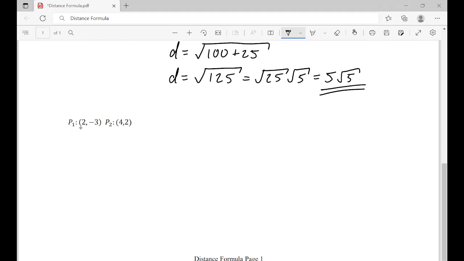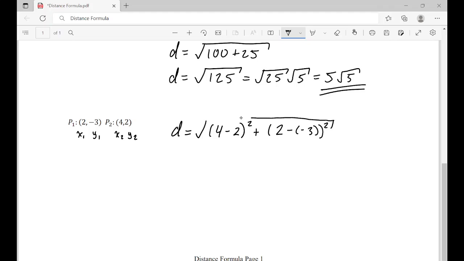Last, the points 2, -3 and 4, 2. Again, just going to label them x1, y1, x2, y2. And plug it into my formula. So the distance is going to equal the square root of (4 minus 2) squared plus (2 minus -3) squared.